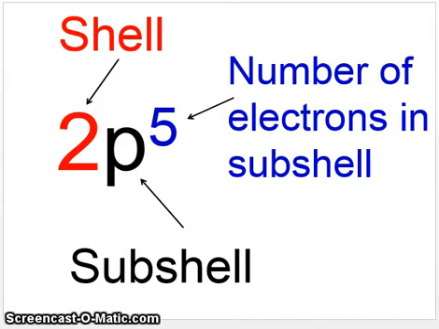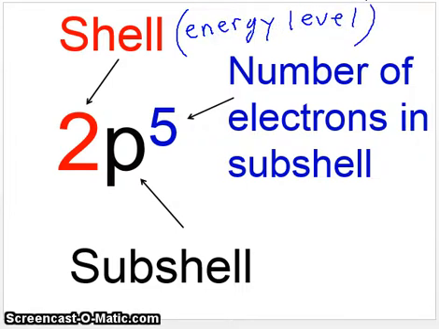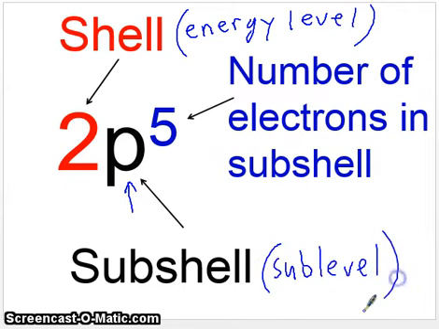So here is what the diagram means. The big number is called the shell, also known as the energy level. So this is kind of the biggest breakdown of the atom, the biggest category. And then the letter here is the subshell, also known as the sublevel. Remember, shells are broken down into subshells. And then the little number, the superscript, is actually how many electrons are inside that subshell. So in this case, in the p subshell, there are 5 electrons. And the big way of saying this is that the 2p subshell has 5 electrons. And then this is how we will fill out our electron configurations.